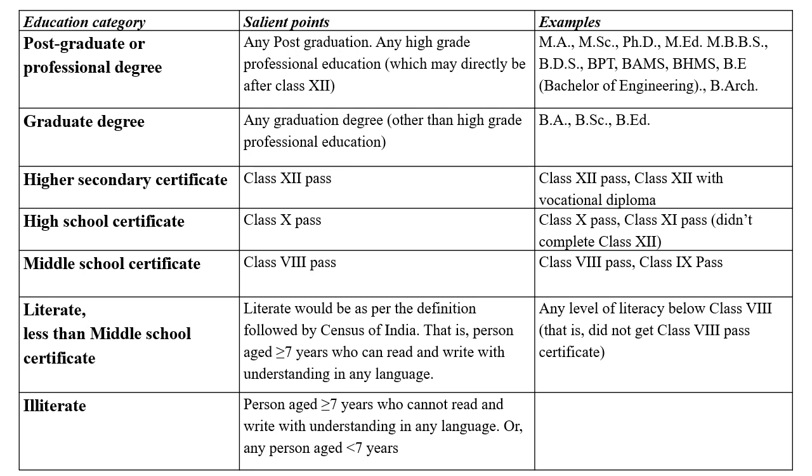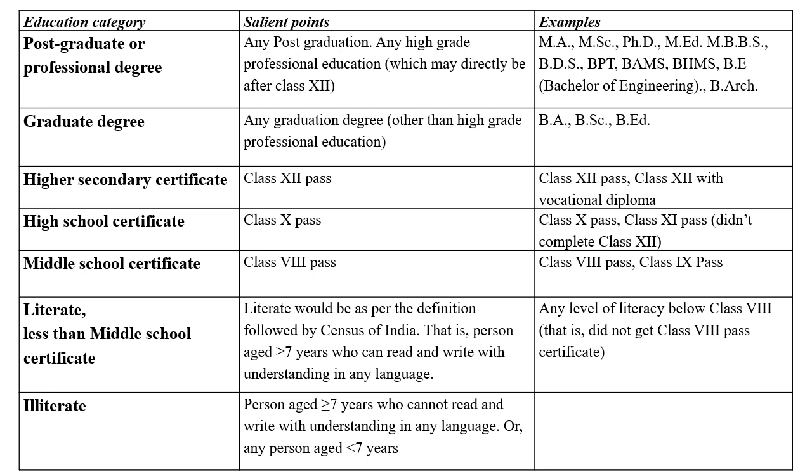Next class, initially it was named as primary, but in recent editions it was recommended to change the name of this class to literate less than middle school certificate. Literate would be as per the definition followed by Census of India, that is a person aged 7 years or more who can read and write with understanding in any language. Initially this class was named as primary.